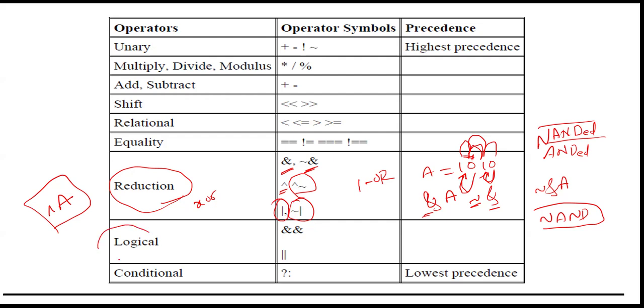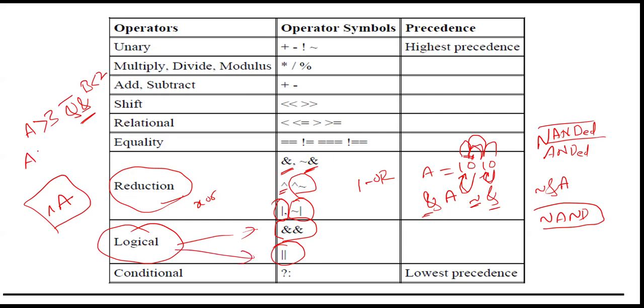Whereas if you see the logical operators, we have the double ampersand and the double vertical bar. With this, we say that this condition and that condition, both must be fulfilled. Is A greater than 3 and is B less than 2? Both conditions must be satisfied. So that is the logical AND. And that is the logical OR.